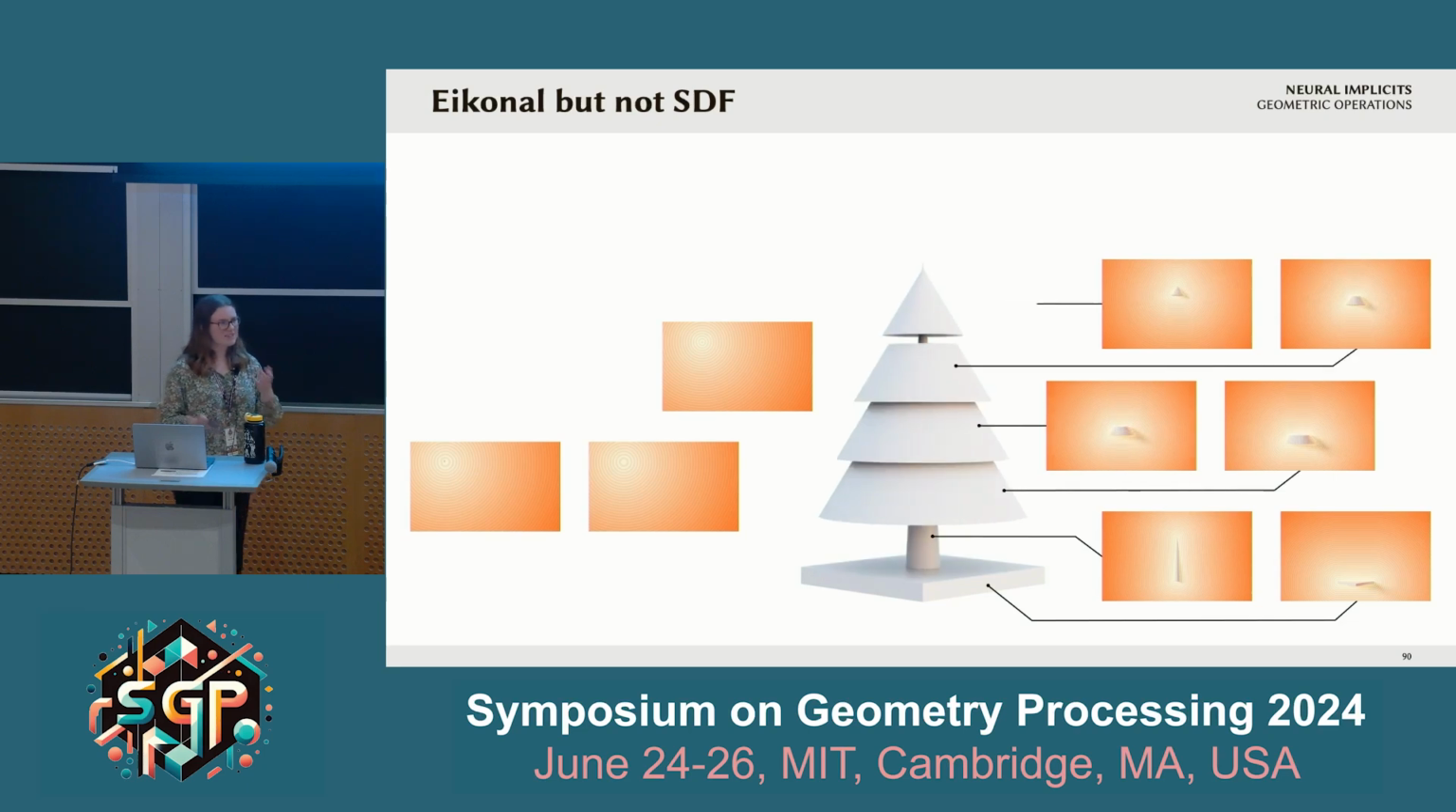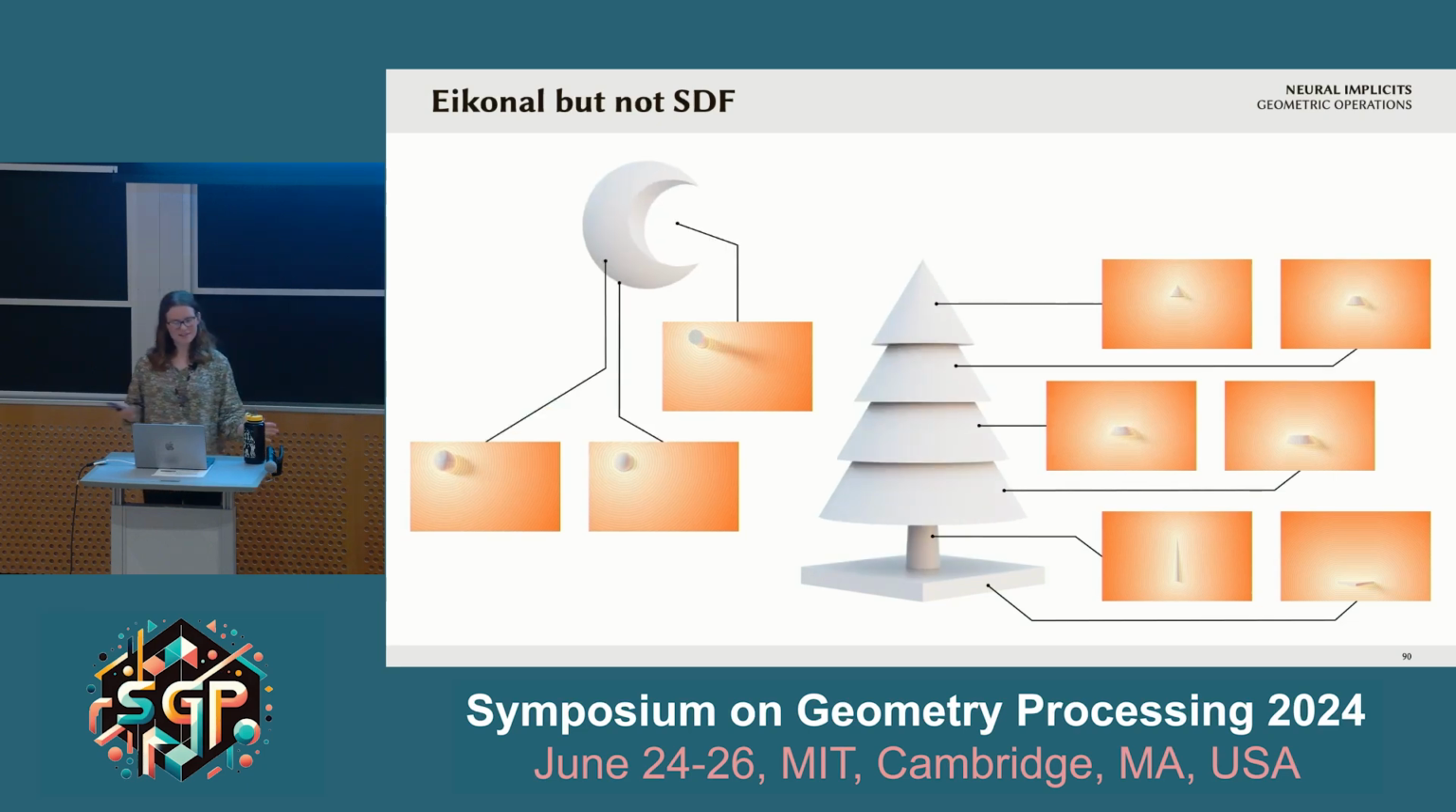But there's actually a problem with using the eikonal loss, which is that not all eikonal functions are SDFs. One example of where we might run into this issue is when we're performing CSG operations, like this one I'm showing here, that makes this tree and moon.